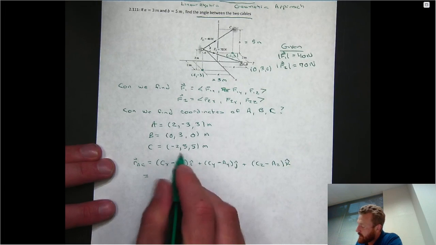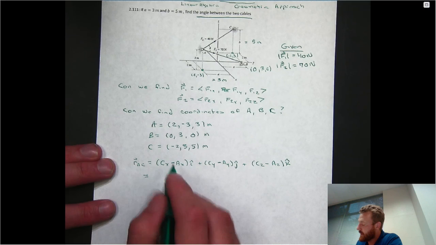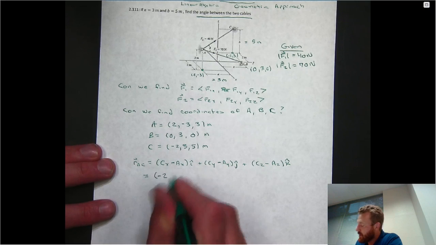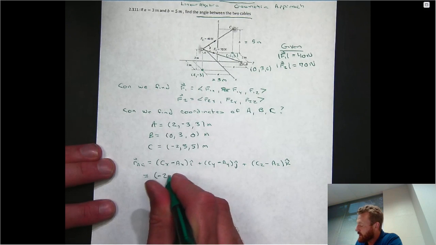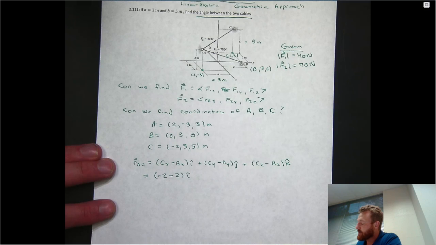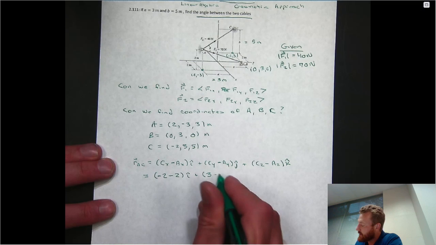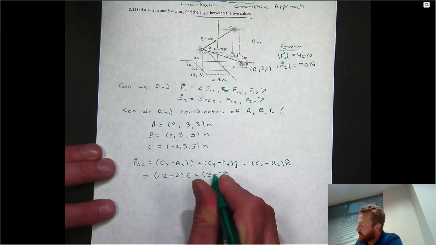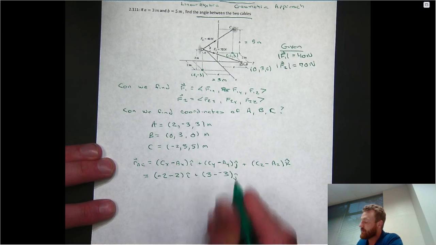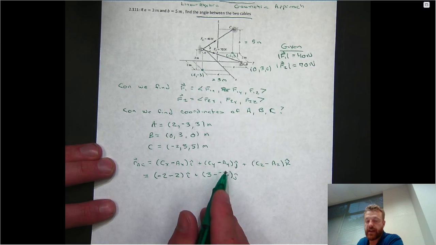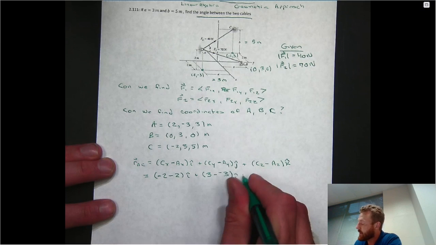So just plugging in the values here, what is the x coordinate of C? It's minus 2. What is the x coordinate of A? It's minus 2 as well. That's my i hat component. What is the y coordinate of C? It's 3. What is my y coordinate of A? It's minus 3. So be careful, that's the way that you can make mistakes with a lot of these position vector problems: don't forget if you're subtracting a negative, it will eventually become positive.